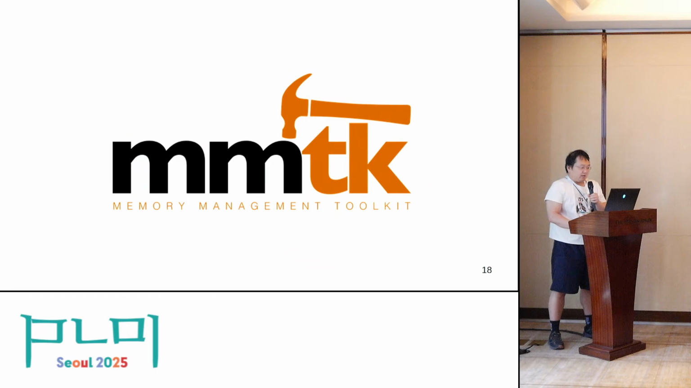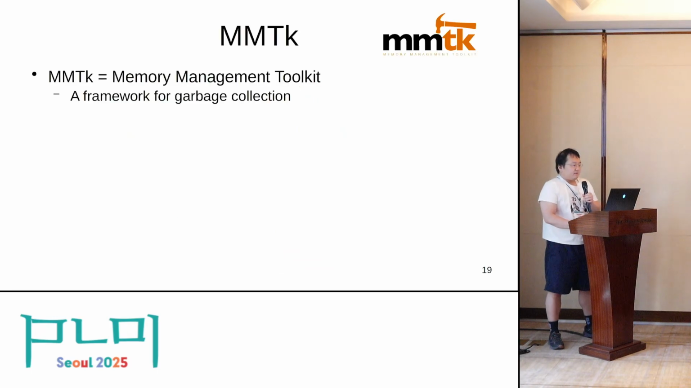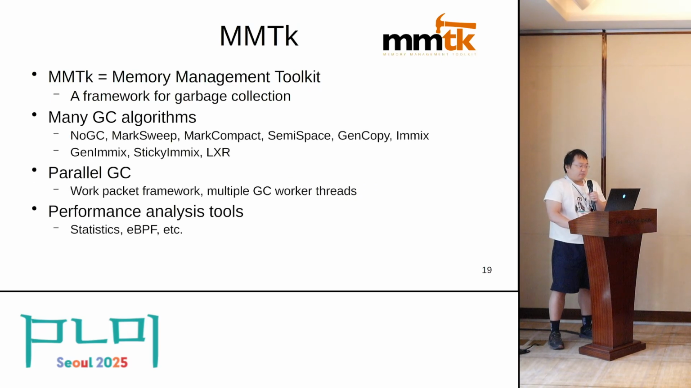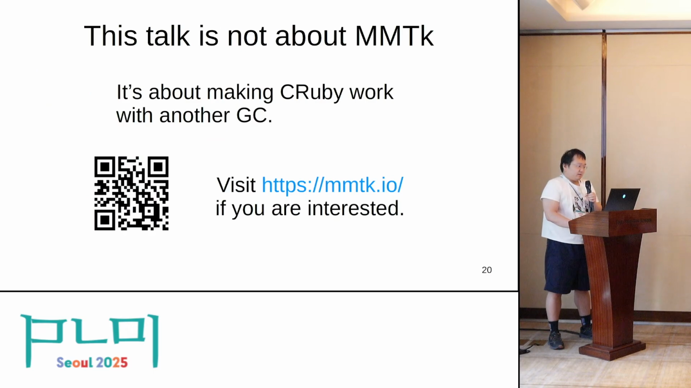And let's talk about MMTK. MMTK stands for Memory Management Toolkit, and is a framework for garbage collection. It comes with lots of garbage collection algorithms, and it supports parallel GC and comes with performance analysis tools. But this talk is not about MMTK, it's about how to get CRuby to work with another GC. If you are interested, you are welcome to visit our website.